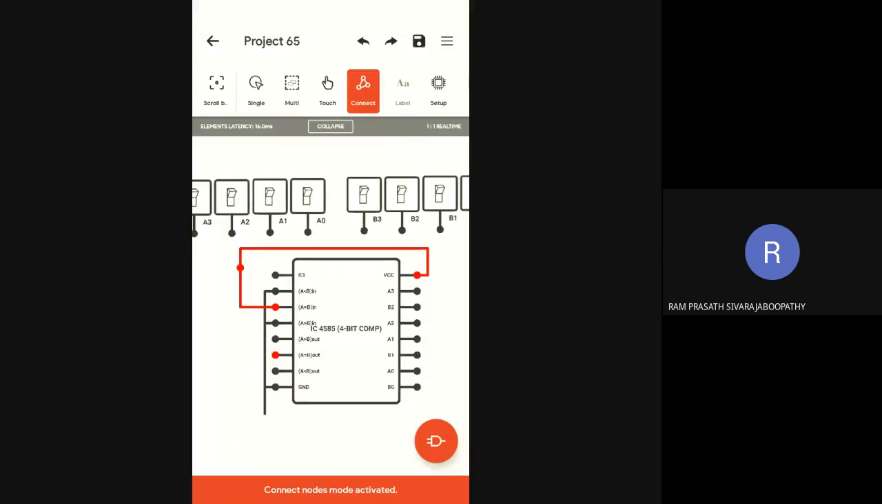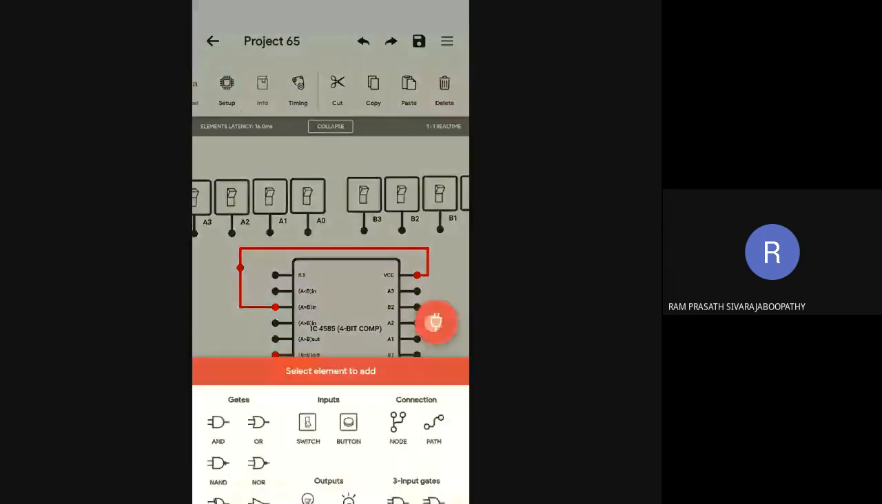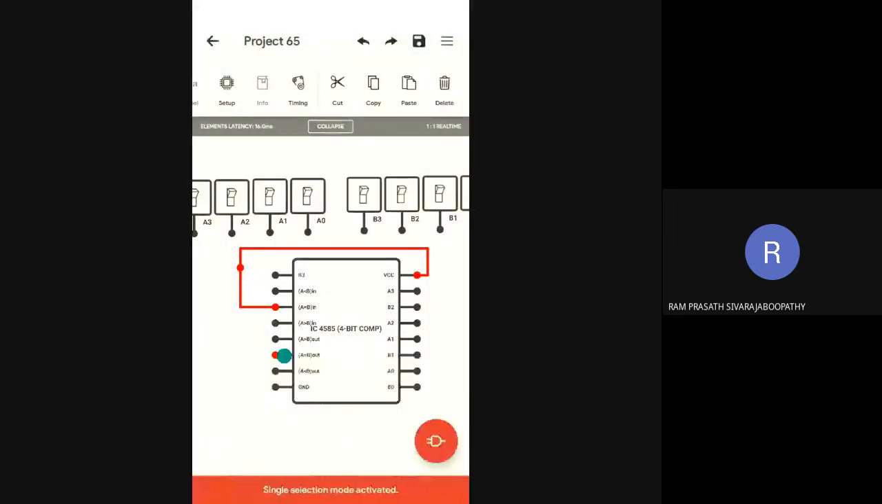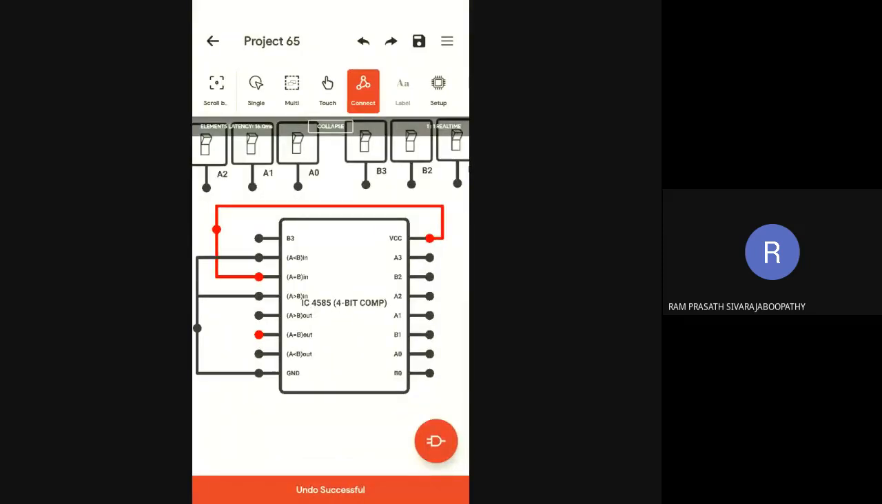Similarly, we can use a node here also. Connect A less than B in to ground, and A greater than B in to ground. That's it. Is it clear for everyone? Is it clear what we have done? A equal to B in.